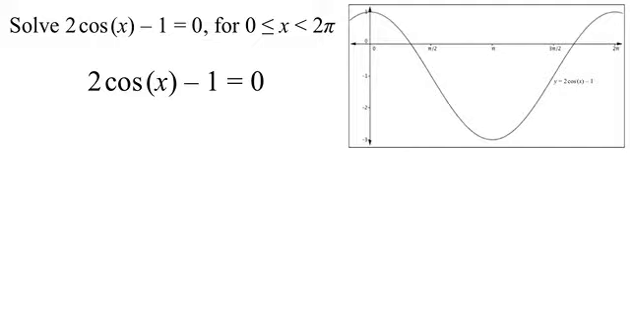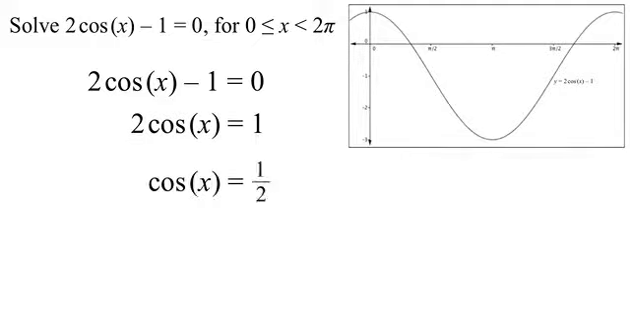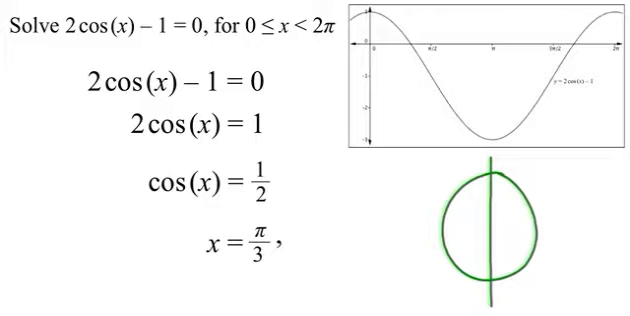So you did this yesterday. If I start with this equation, then just go through like you would solve any linear equation: add 1, divide by 2, and we get cosine x equals 1/2. Hopefully you're pretty comfortable with this by now, that if cosine x equals 1/2, then x has got to be pi over 3. So if we think about that unit circle, x is pi over 3, which is right here.